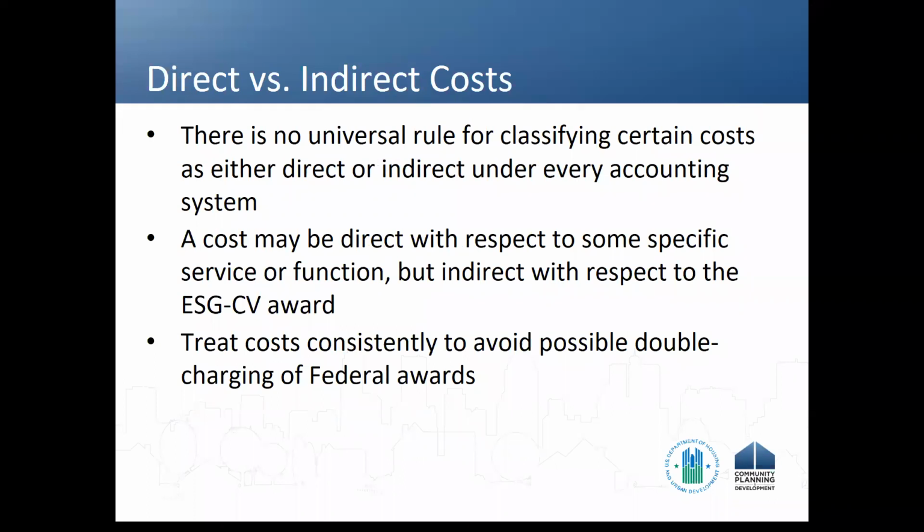So there's no universal rule for classifying certain costs as either direct or indirect under every accounting system. A cost may be direct with respect to some specific service or location or function, but indirect with respect to the ESG-CV award. Therefore, it's essential that each item of cost incurred for the same purpose be treated consistently in like circumstances, either as a direct cost or an indirect cost, in order to avoid possible double charging of federal awards.